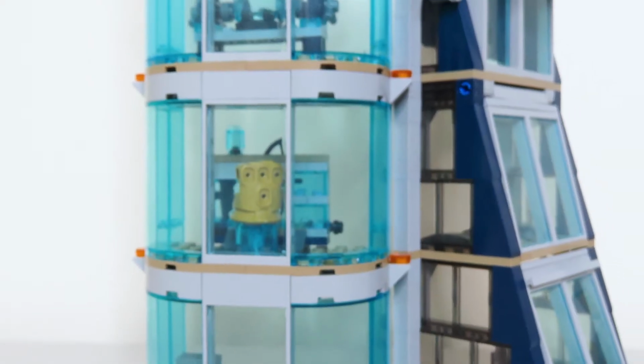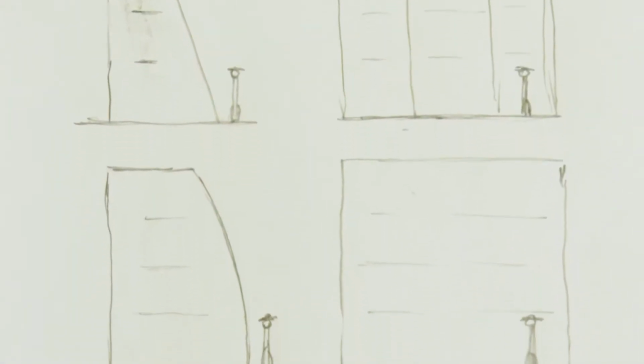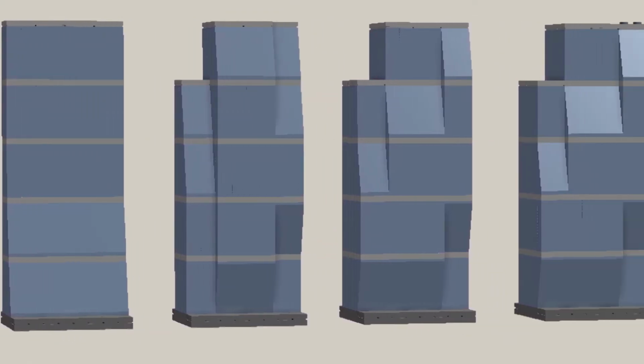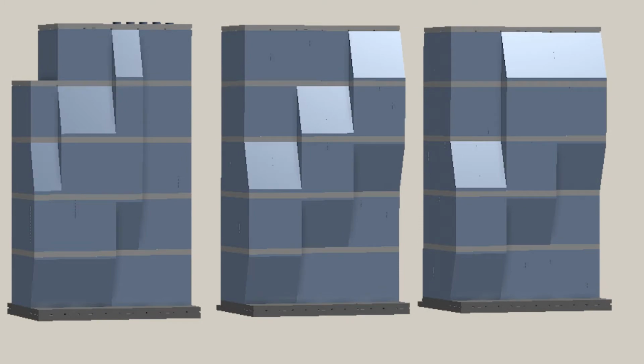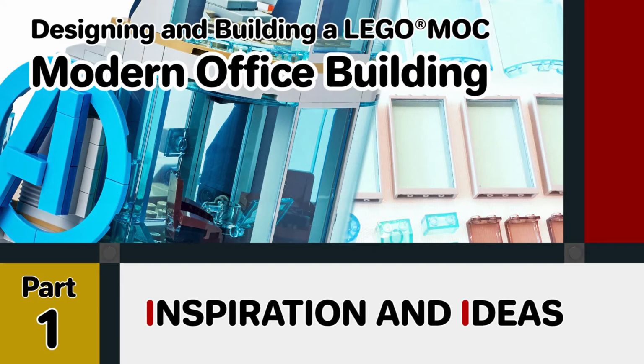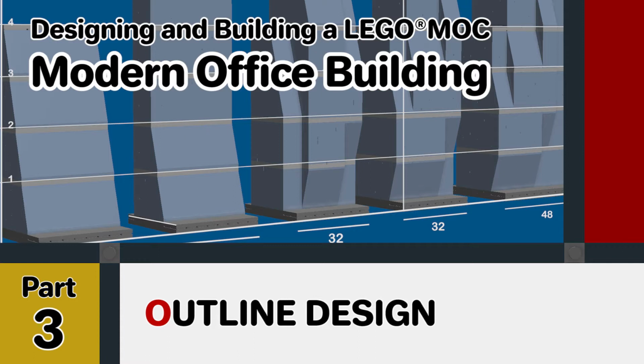In previous videos we looked at the inspiration behind this MOC, the development of the concept for the building and the selection of options leading to an outline design. If you haven't seen them yet, you might want to look at the previous videos in this series, particularly the one looking at the outline design. There's a link in the card above and in the description below.